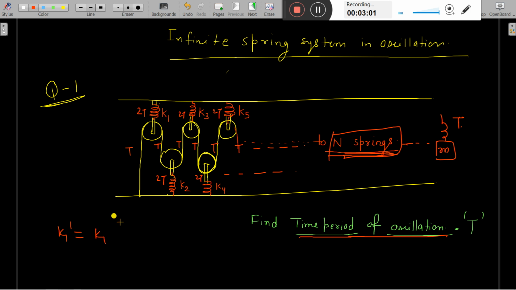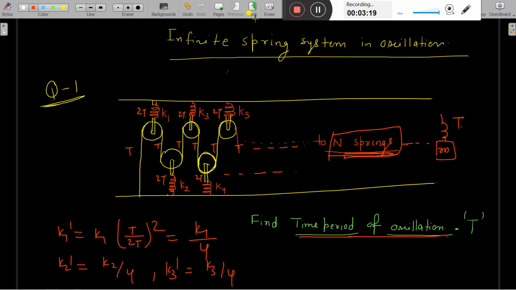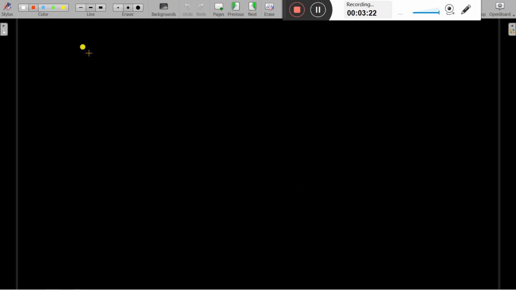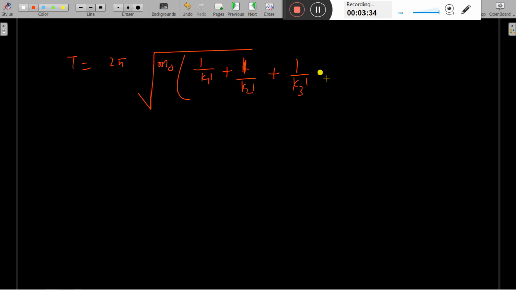k1 dash is k1 times (tension in mass over tension in spring) squared. That comes out to be k1 over 4. Similarly, k2 dash comes out to be k2 over 4, and k3 dash comes out to be k3 over 4. So what will the time period be? The time period comes out to be 2 pi under root m0 over (1 by k1 dash plus 1 by k2 dash plus 1 by k3 dash) to n terms.